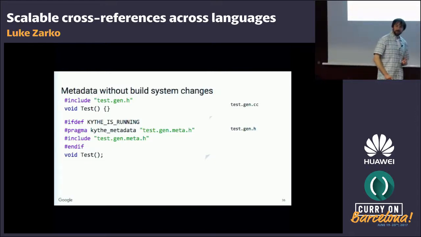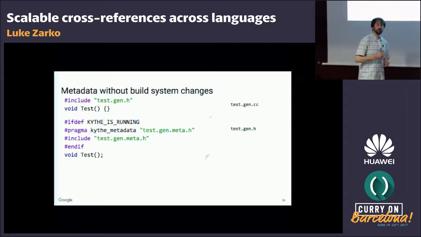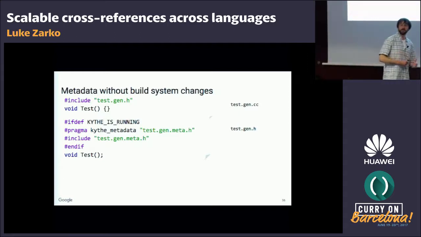For C++, this is how we associate metadata with a particular compilation. We have a special preprocessor definition that we define during indexing. And the reason that we do this is it allows us to do more expensive things when we're running the indexer than when we're doing the compilation. And as it turns out, when you have a whole bunch of different protocol buffers in your file, this really has significance.